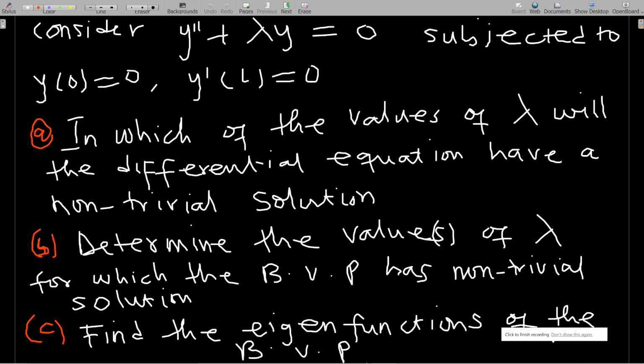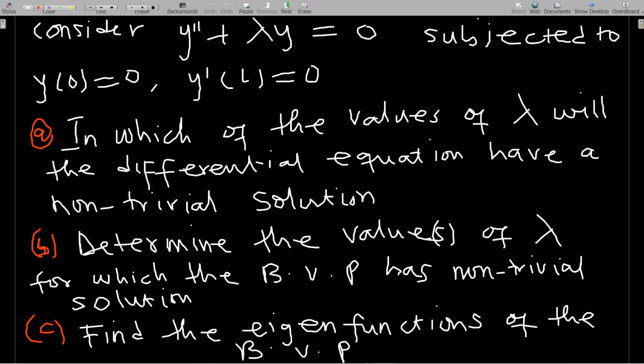Hello, welcome to this lesson of our study of PDEs, and specifically this one is for solving eigenvalues and eigenfunctions problems. We will definitely use them in solving PDEs using the method of separation of variables.